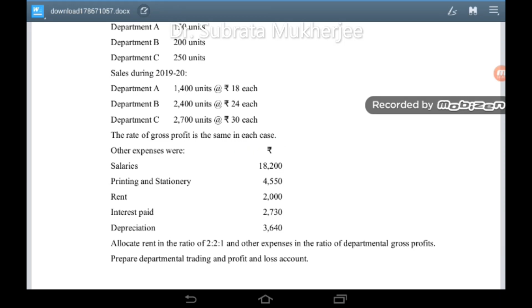Other expenses were salaries 18,200, printing and stationery 4,550, rent 2,000, interest paid 2,730, depreciation 3,640. Allocate rent in the ratio of 2:2:1 and other expenses in the ratio of departmental gross profits. Prepare departmental trading and profit and loss account.